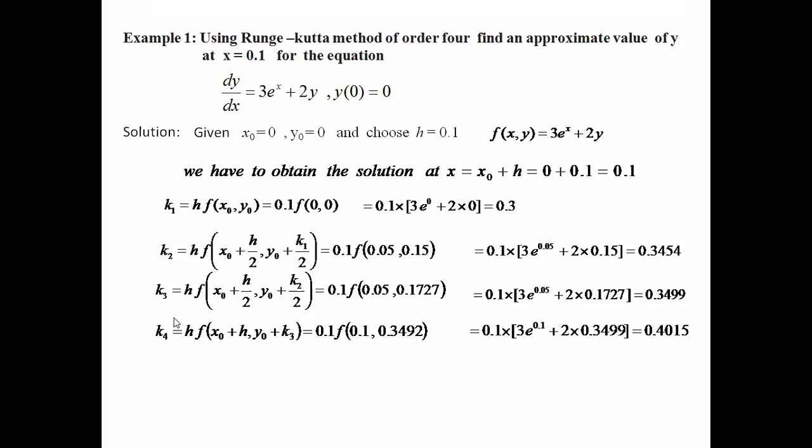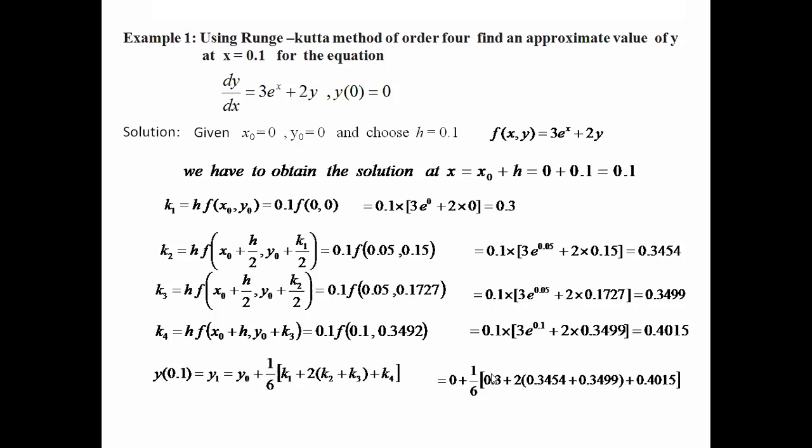Once all these constants are obtained, use the RK method of order 4 formula. What is that? y1 is given by y naught plus 1 by 6 into k1 plus 2 times k2 plus 2 times k3 plus k4. k1 is known, k2 is known. Substitute all these values in this formula. y naught is 0 here. Simplify. On simplification, it gives 0.34868. This is the value of y1.